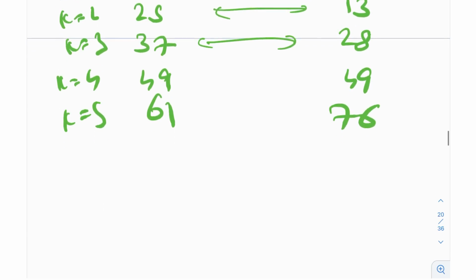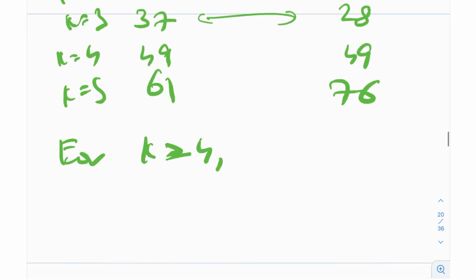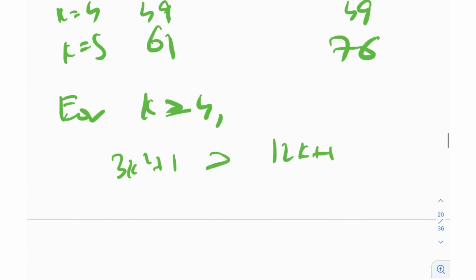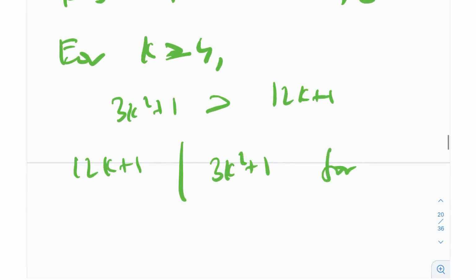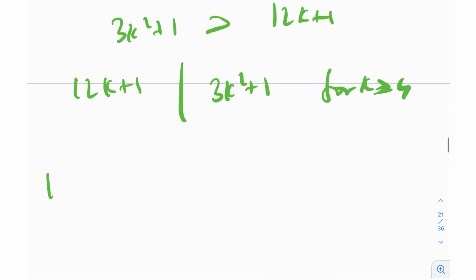So if you go further, you'll see that for k greater than or equal to 4, 3k squared plus 1 is greater. So this is greater than 12k plus 1. So essentially, 12k plus 1 divides 3k squared plus 1 for k greater than or equal to 4. And what is remaining is essentially k is 1, 2, 3, which you can just check by hand at the end. But ignoring that, 12k plus 1 divides 3k squared plus 1.